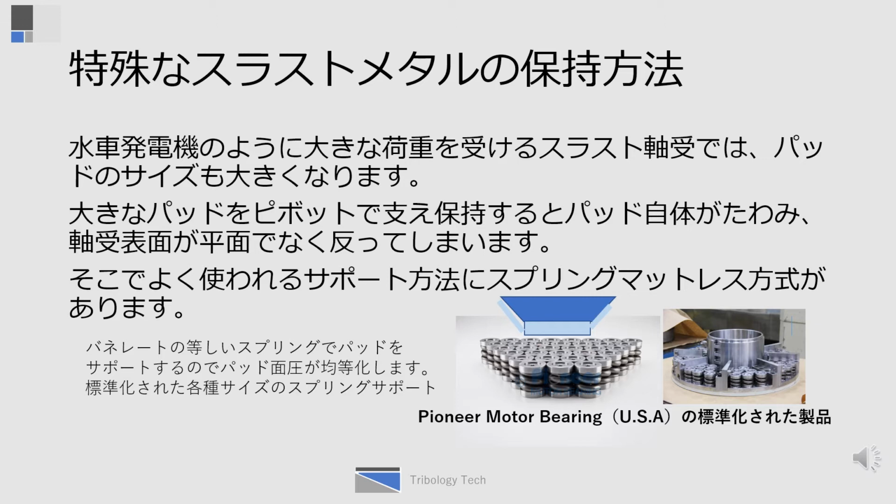A commonly used solution of support method is the spring mattress method. Springs with equal spring tension equalize the pad's surface pressure. Standardized spring supports of various sizes are available from Pioneer Motor Bearings USA.